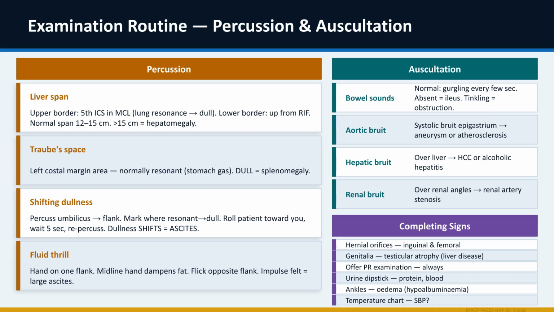Let's move to auscultation. Listen for bowel sounds, normally heard as gurgling every few seconds. Absent bowel sounds suggest ileus. Tinkling, high-pitched bowel sounds suggest obstruction. Bruits: a systolic bruit over the aorta suggests an aneurysm. A bruit over the liver suggests hepatocellular carcinoma or alcoholic hepatitis. A renal bruit, heard over each renal angle, suggests renal artery stenosis.